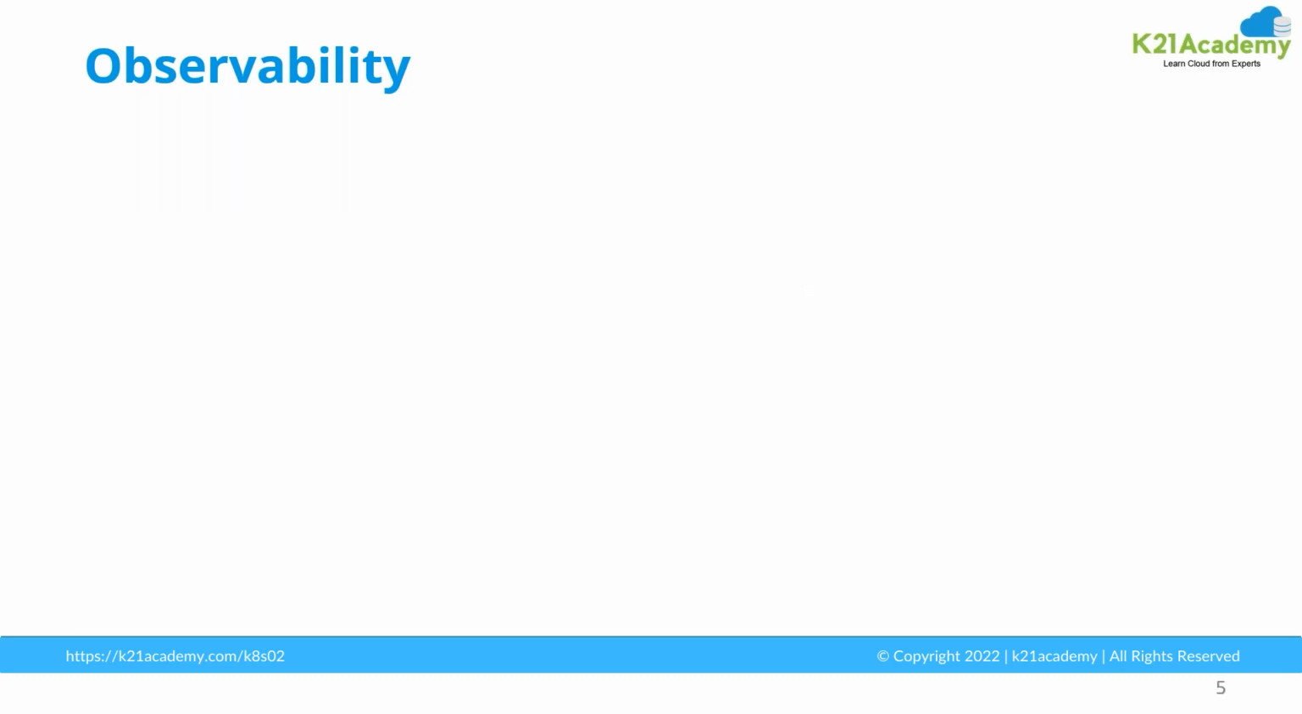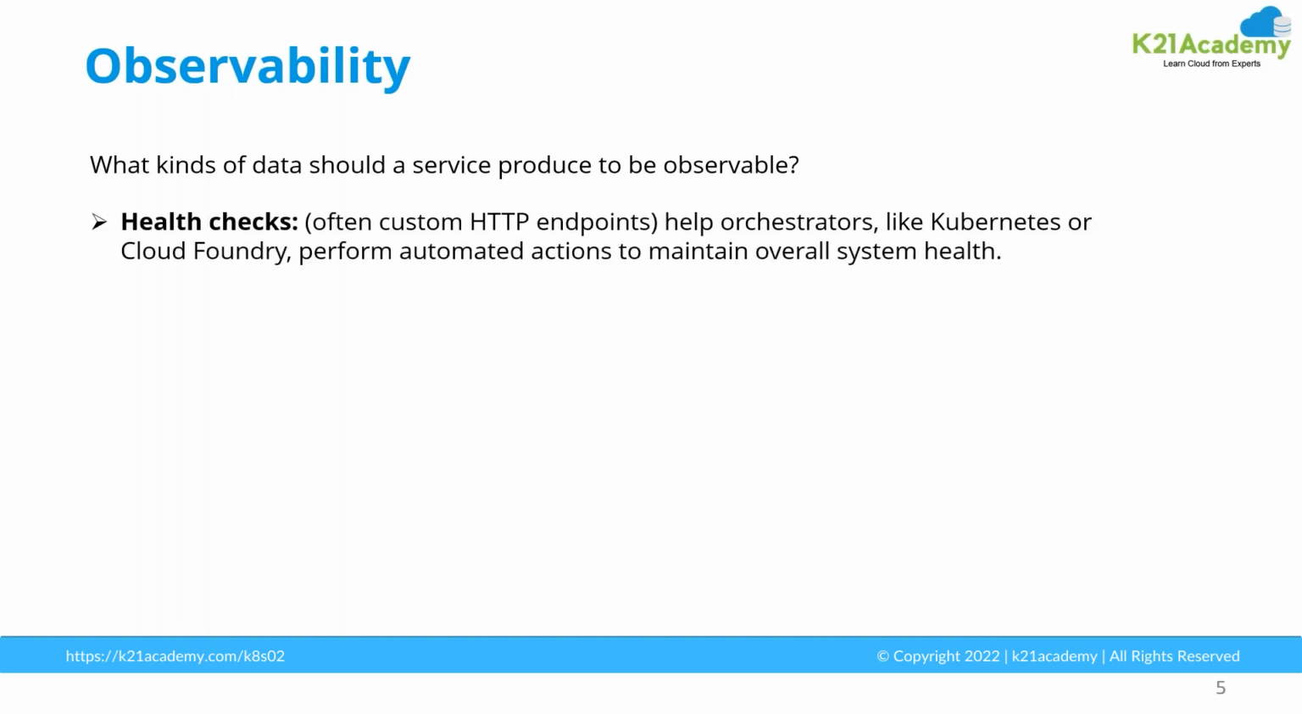Now, what kinds of data should a service produce to be observable? What are the things that the system has to observe? That is health checks. Often you have to check the health checks, especially the HTTP endpoints. Whenever you have web applications, you have to check the HTTP endpoints health checks, like on your Kubernetes or Cloud Foundry platform, especially used for orchestration systems. The health checks play a vital role in your observability.